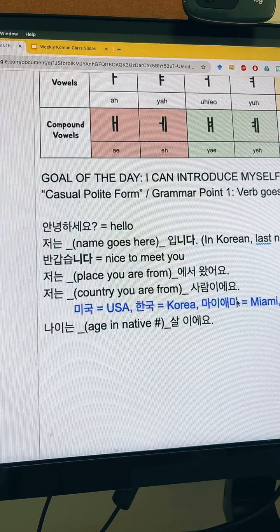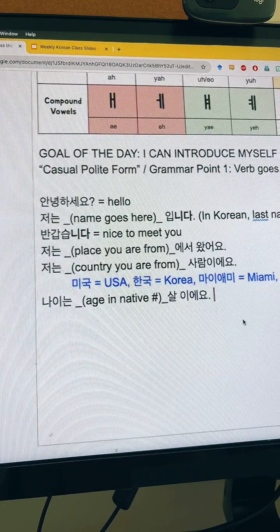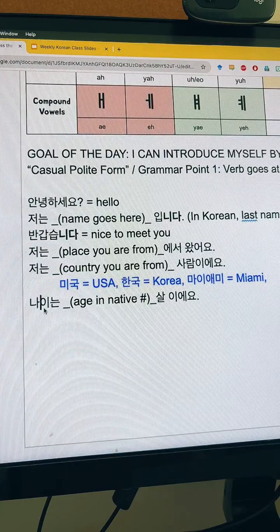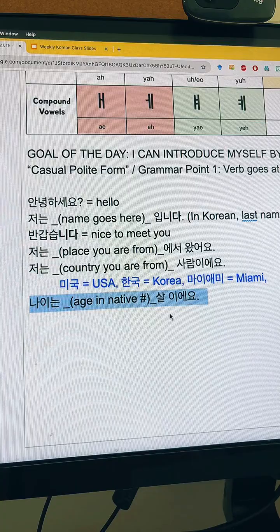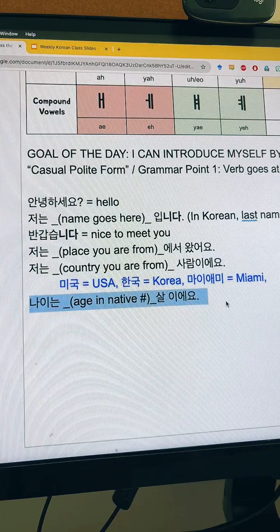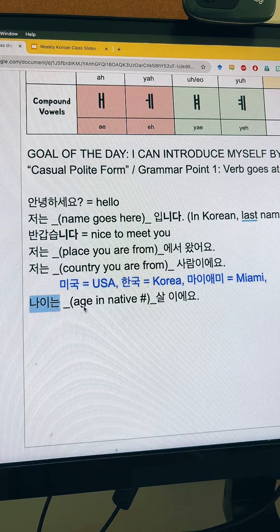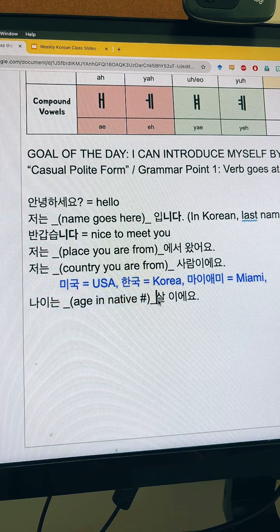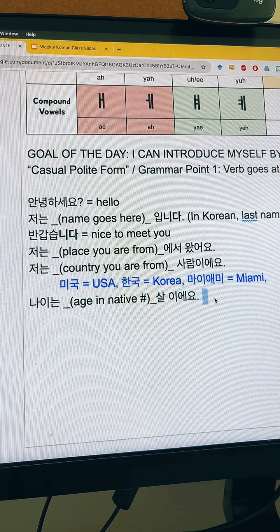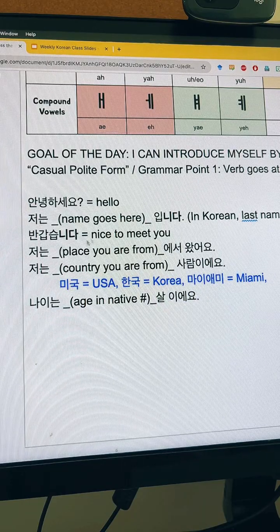네. Good. And then again, in Korean culture, people share their age pretty much right away. They ask about it as well. It's not anything kind of unusual. So you can say your age by saying 나이는, ask for the age, and say it in the native number, 살이에요. Okay?